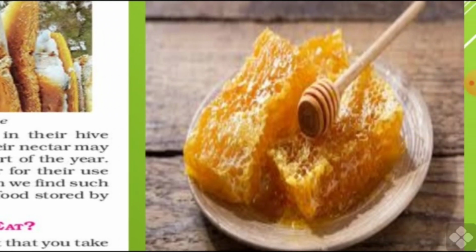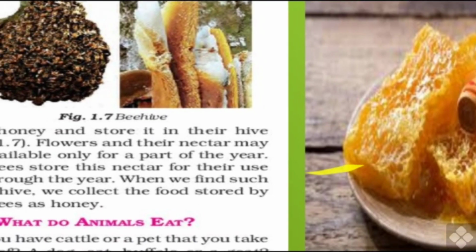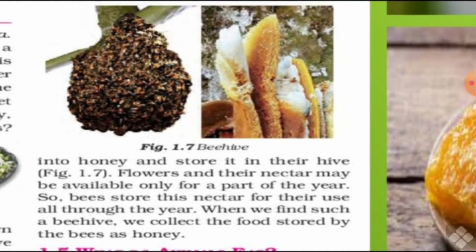So this is the beehive. On tall trees or on tall buildings, you can find the beehive, right? Flowers and their nectar may be available only for a part of the year. Not all around the year can you see the nectar from the flowers. So bees store this nectar for their use all throughout the year. When we find such a beehive, we collect the food stored by the bees in the form of honey.